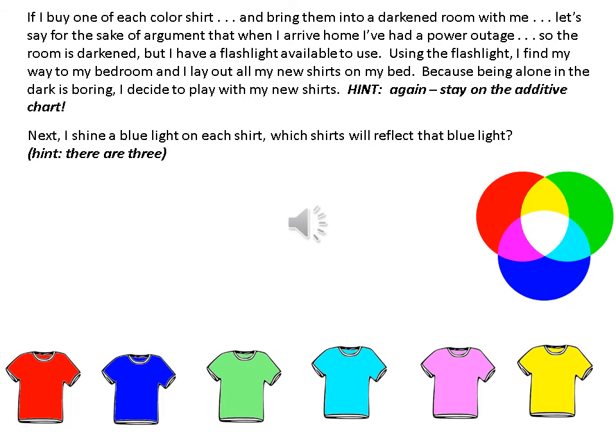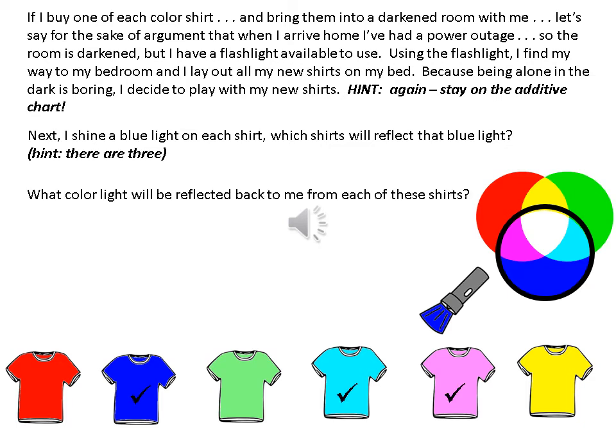Next question. I shine a blue light on each shirt. Which shirts will reflect that blue light? Once again, I'm going to go ahead and circle the colors on the diagram that will reflect blue light back at me. And those three colored shirts will be blue, cyan, and magenta.